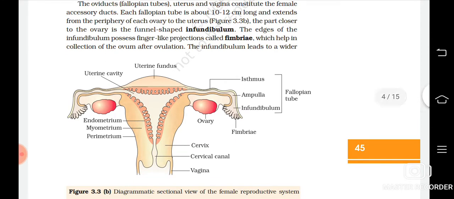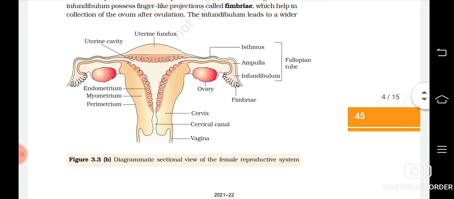The part of the fallopian tube which is near to the ovary is known as what? The infundibulum, and it has finger-like projections called what? Fimbriae, and that helps in collecting the ovum or egg after ovulation.